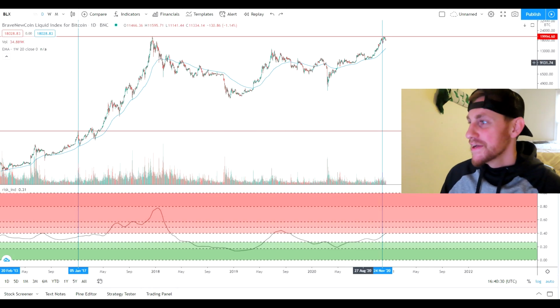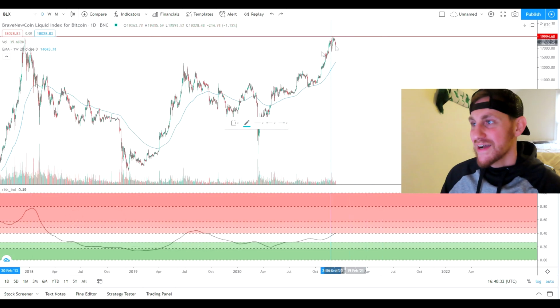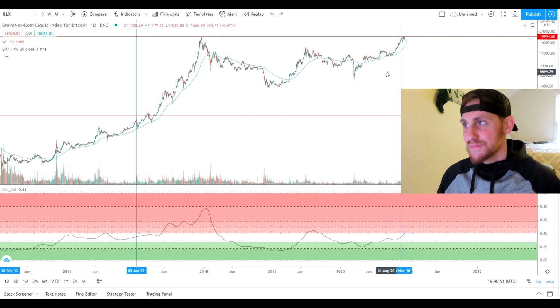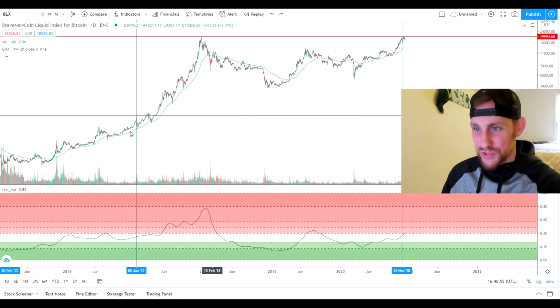But anyways, I do expect a move back down to the 20-week moving average at some point over the next few weeks. Retesting it, this thing probably is going to come up like this. We're probably going to retest it, move back up, test all-time high again, maybe come back down and retest it again before actually moving up and breaking it sometime in Q1 of next year. That's my prediction on the bull market, how it's going to play out in the short term.